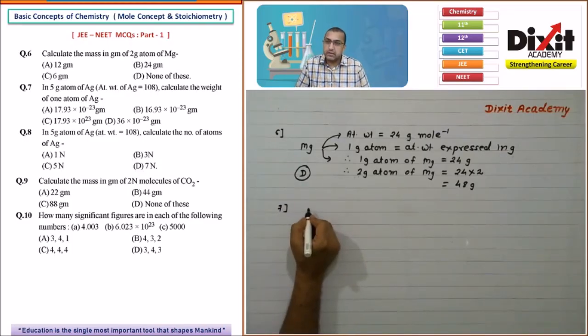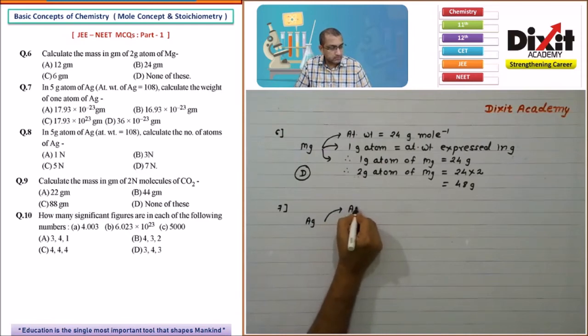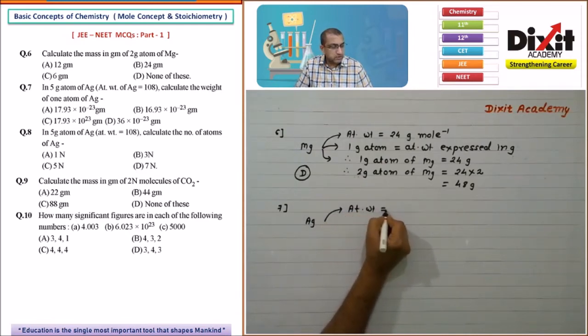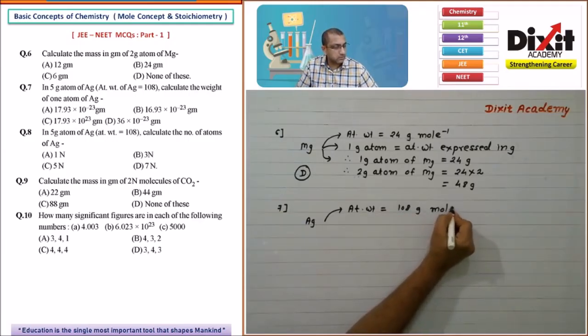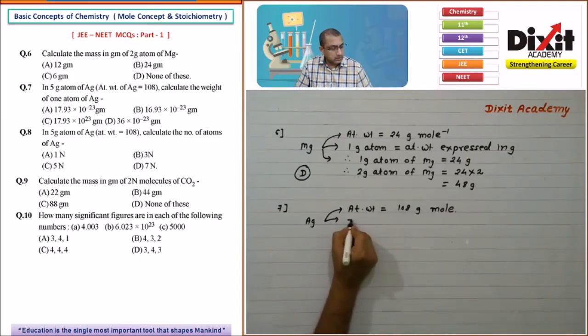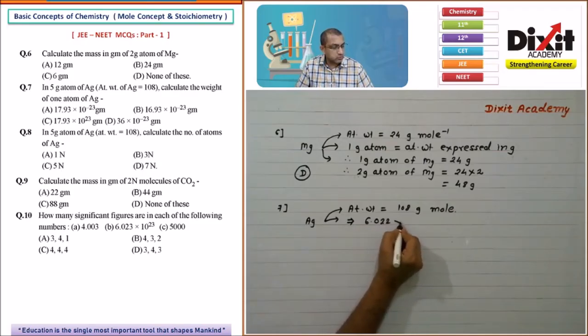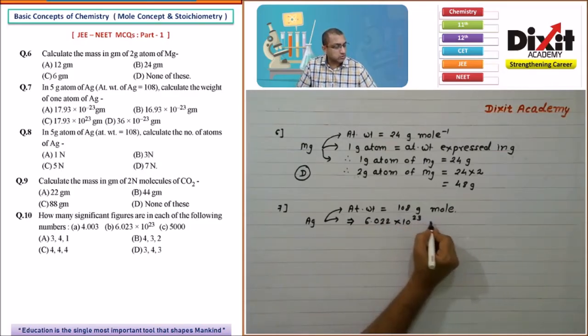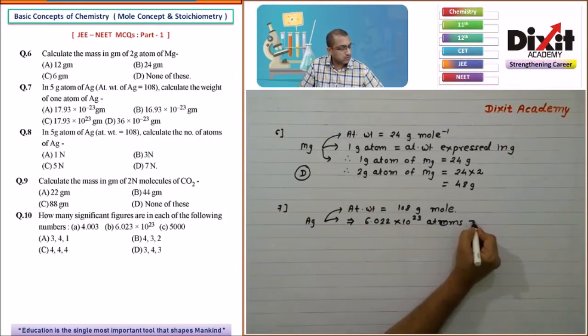Question number 7. In 5 gram atom of silver, atomic weight of silver is given 108. Calculate weight of 1 atom of silver. So given atom is silver. Atomic weight of silver is given 108 gram per mole. So this indicates Avogadro number of atoms, 6.022 into 10 raised to 23 atoms of silver, will weigh 108 grams.